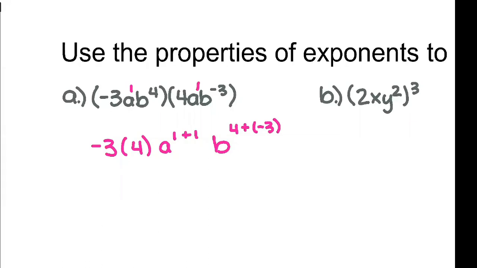We simplify our powers. We simplify that multiplication. The negative 3 times 4 is negative 12. You will have a to the 2nd, b to the 1st. Now remember, you do not need to write that 1 as the exponent on that b, so we can just write negative 12a squared b for our answer.